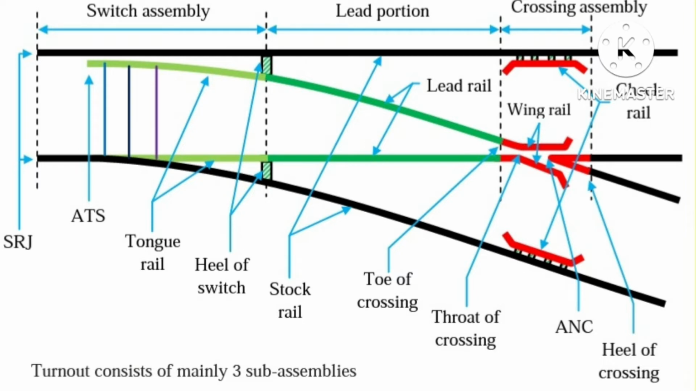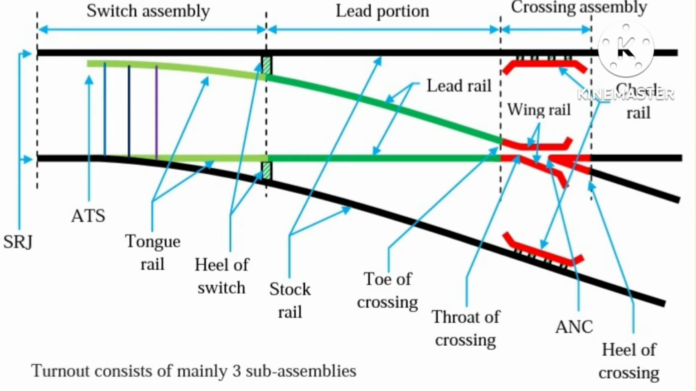Definition of important terms used for turnout. Turnout: it is an arrangement of points and crossing with the lead rail by means of which rolling stock may be diverted from one track to another track.